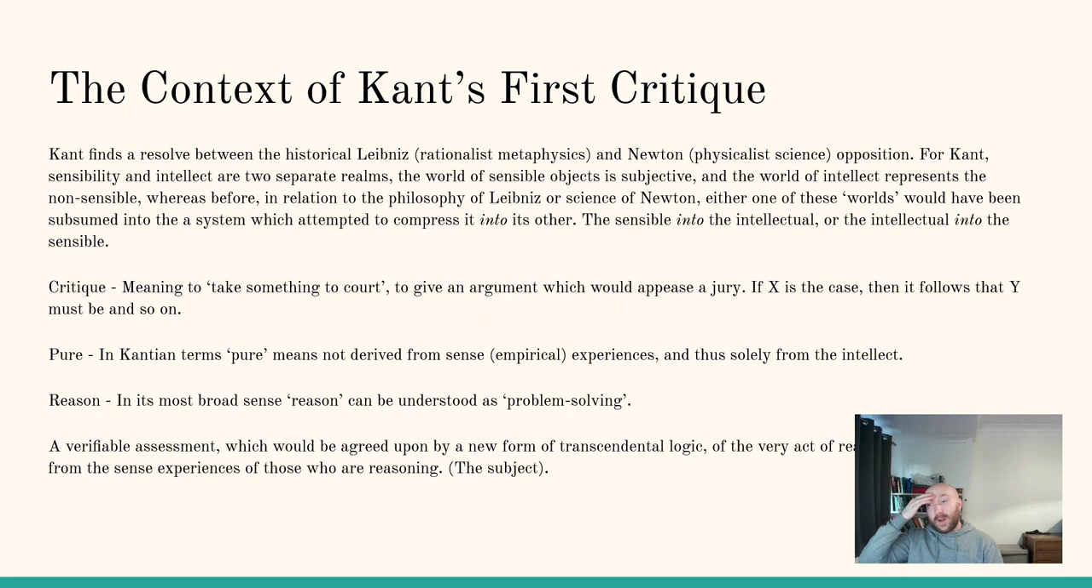Now, just to finish up, I'll go into the Critique of Pure Reason's title a little bit more, because you might be thinking, well, what the hell's a Critique of Pure Reason then? The title is taken predominantly in relation to two predominant things. Critique, which in translation is closer to taking something to court, to give an argument which would actually appease a jury. So you stand before the jury and you say, well, there is X, Y, and Z, so there must be A, B, and C.